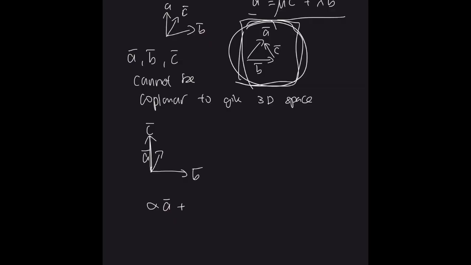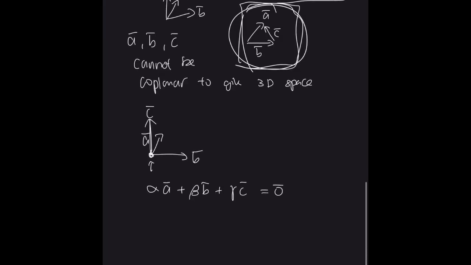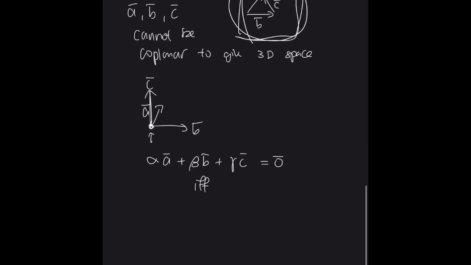If alpha A plus beta B plus gamma C equals the 0 vector, that means if you start with this point, in order to get back to this point, the only solution is if your alpha, beta, and gamma are all 0. Why is that the case?